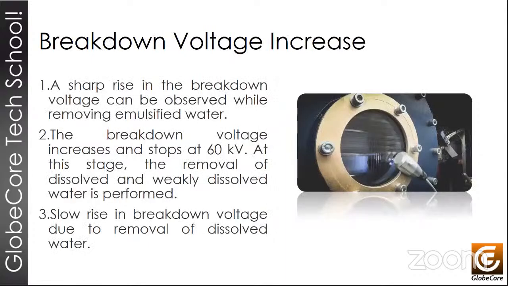The improvement of the dielectric strength value depends entirely on the element that causes the problem. When there is water, a thermal vacuum process will remove water from the oil, and there is a certain dynamic to the process. When we first start, there will be a sharp rise in the breakdown voltage. Then the breakdown voltage increase slows and stops at around 60 kilovolts. At this stage, we've removed any emulsified free water, and we start removing dissolved water from the oil. From that point, the breakdown voltage rises slowly, reflecting the slow removal of dissolved water.